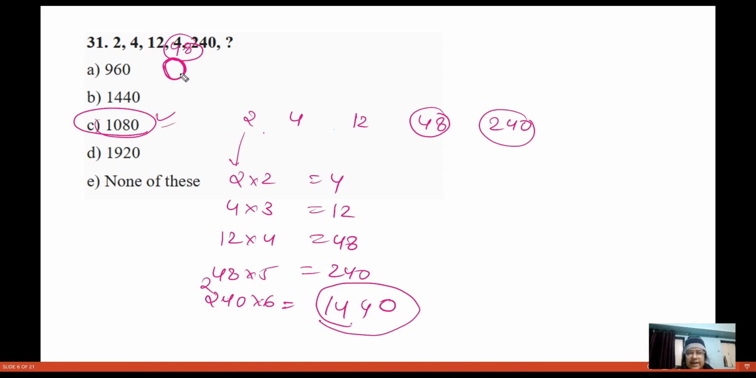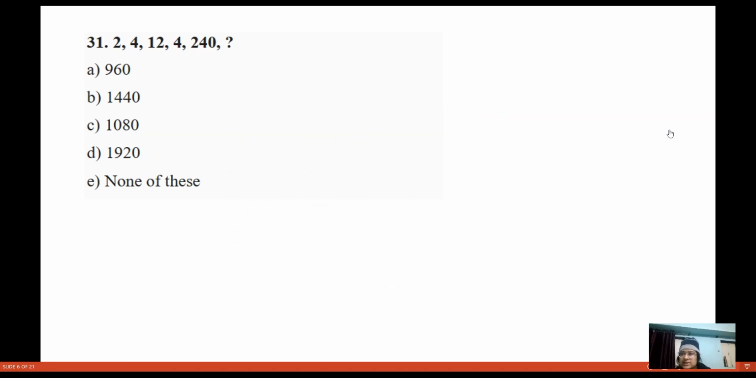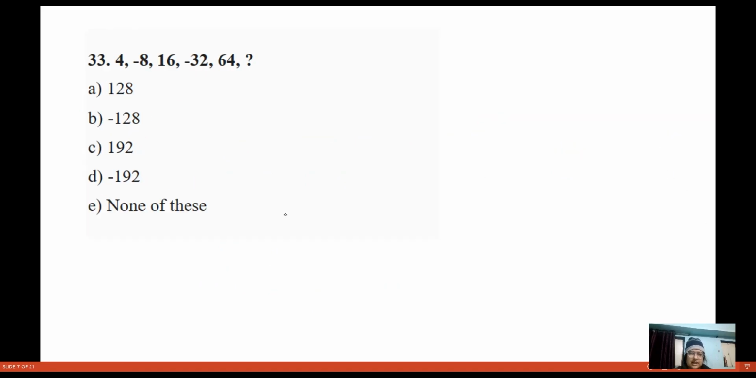There is a small mistake here. This is not 4, this is 48. So now this becomes very simple. This becomes apparent. We already see this is getting multiplied, but by how much? So 2 here, then 3 here, then 4 here, then 5 here. So obviously it is getting multiplied by 6 here. So this is the logic. I hope everybody understands this.